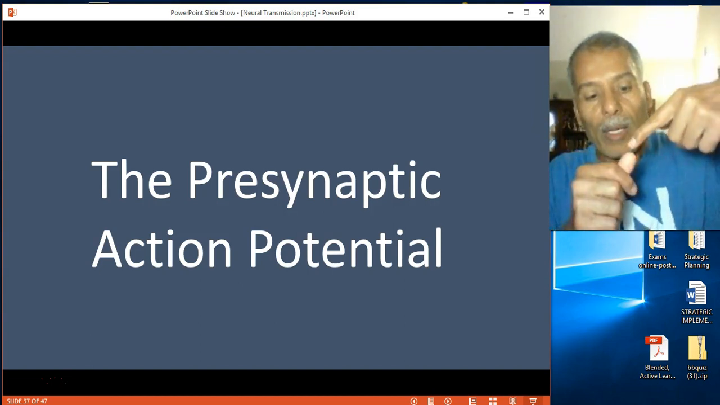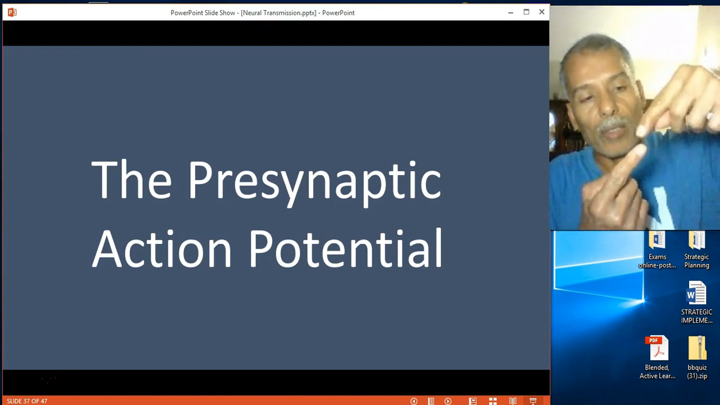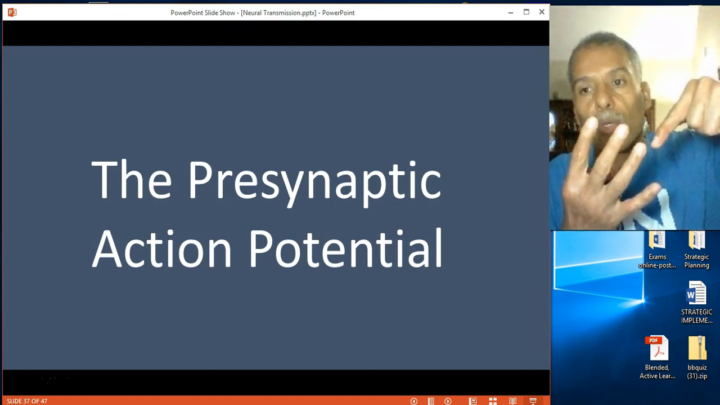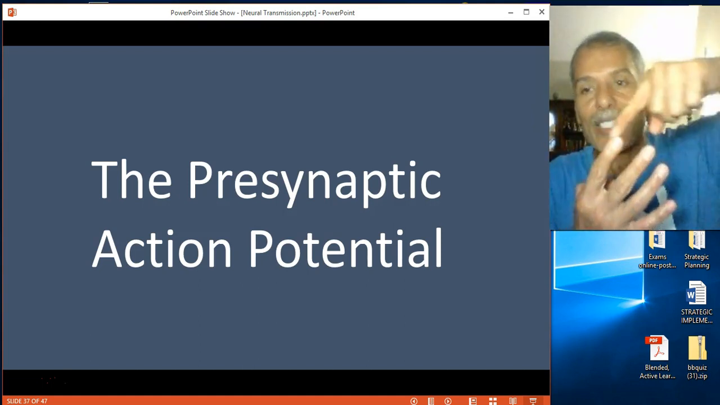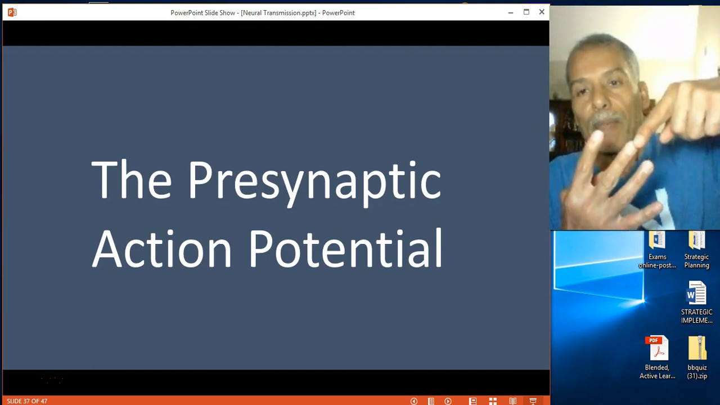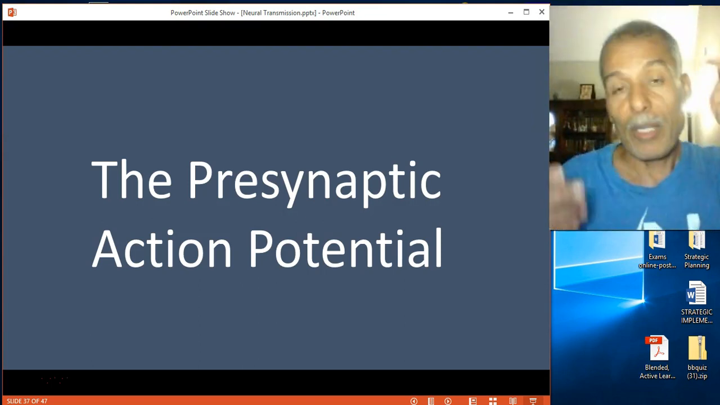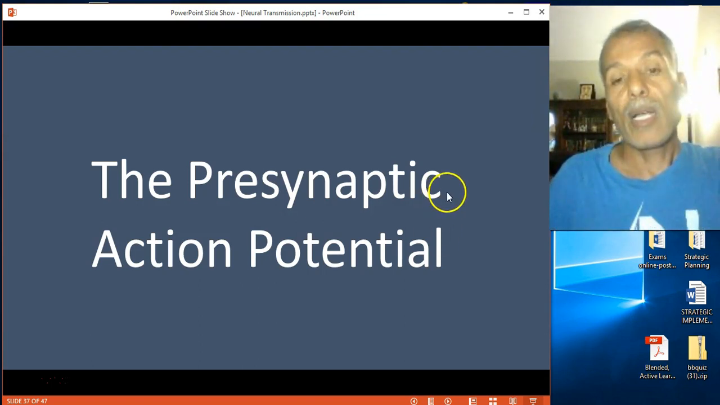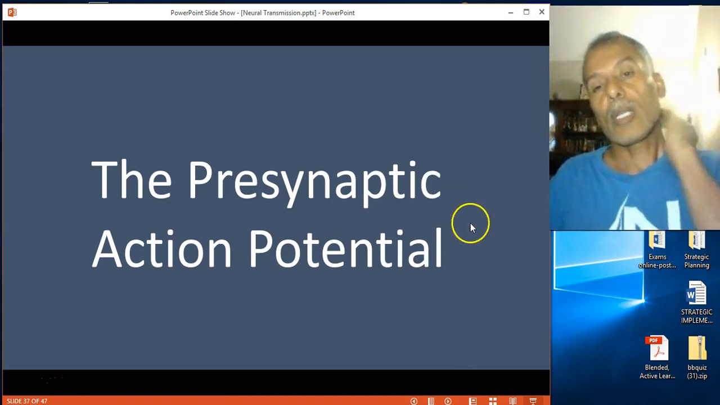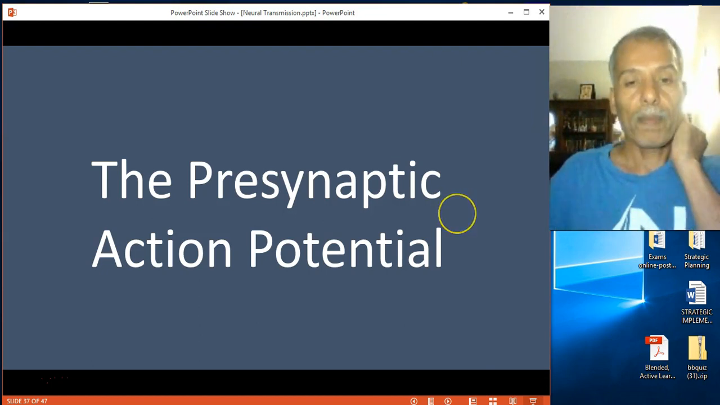And then this axon terminal is going to release a neurotransmitter that is going to cause firing in the next neuron. That is the postsynaptic action potential. So we'll speak about the presynaptic, how the axon hillock generates an action potential, and then we discuss how that action potential is transferred to the next cell.